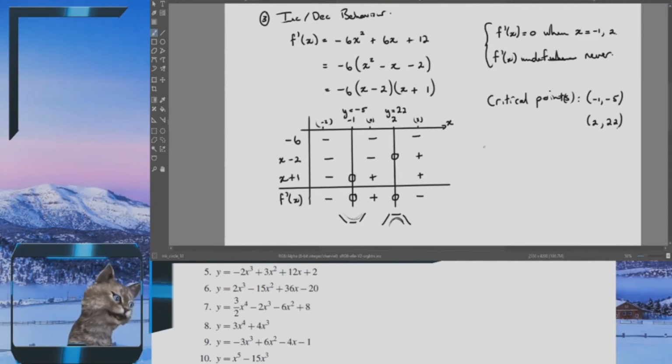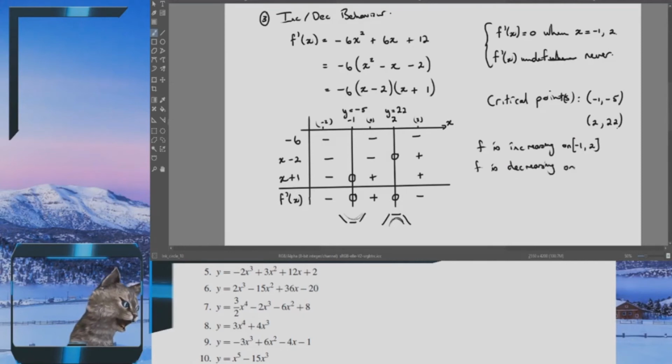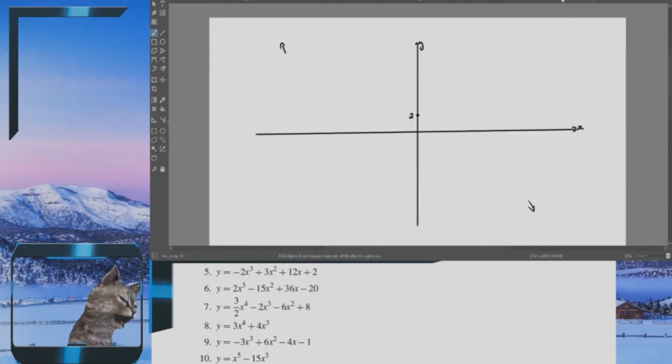We can then wrap this up with a sentence saying f is increasing on the interval negative 1 to 2, and f is decreasing on negative infinity to negative 1, as well as, I'll squeeze it in here, 2 to infinity. So if we want to put that in on our graph, we have increasing on negative 1 to 2.